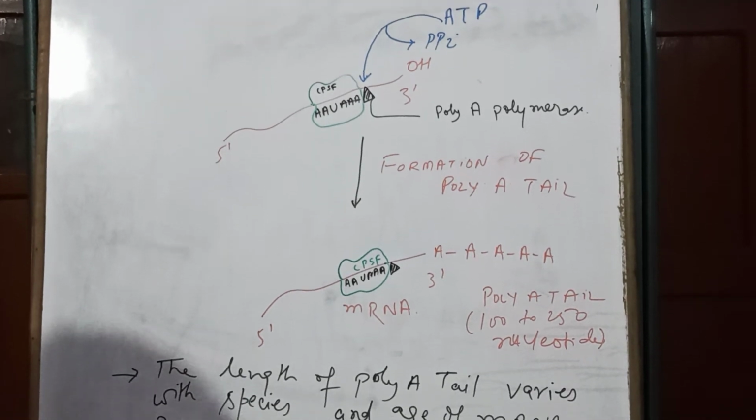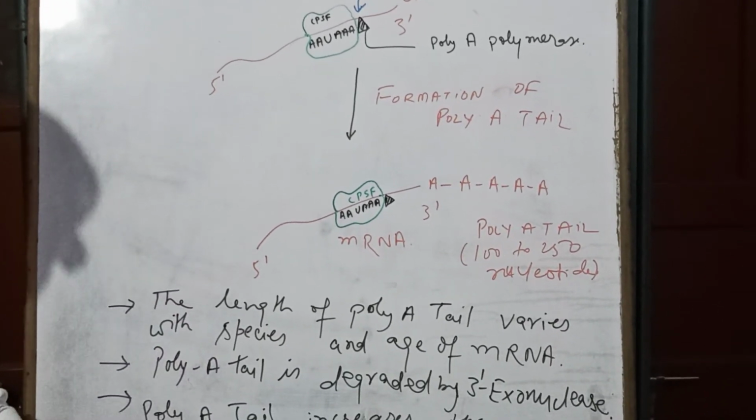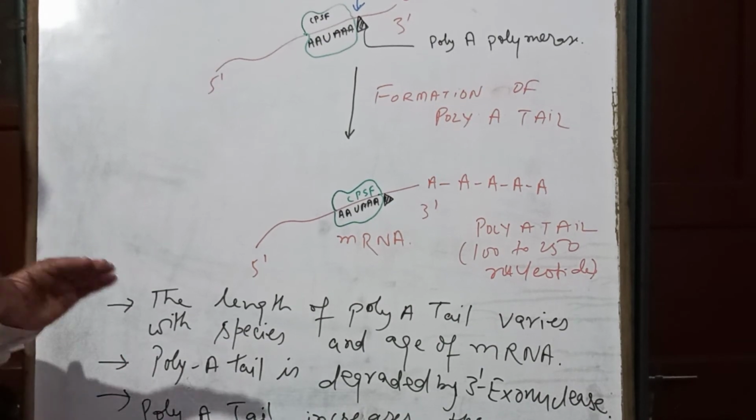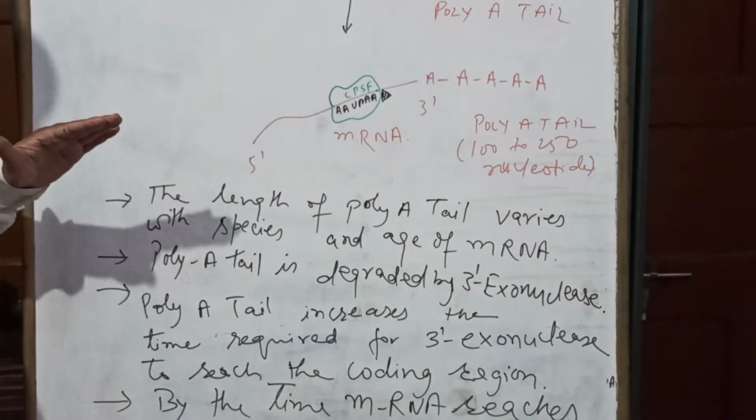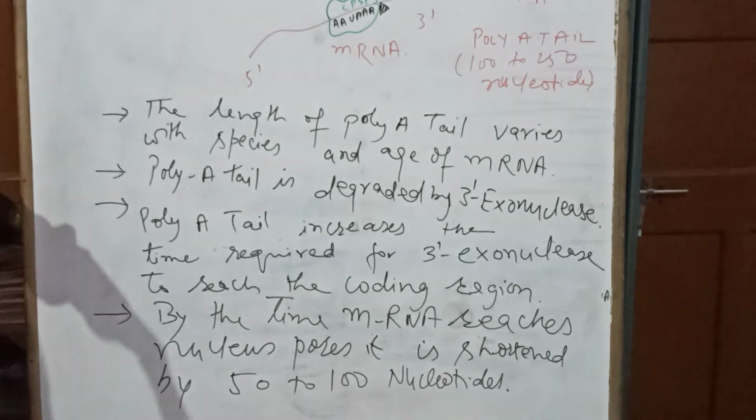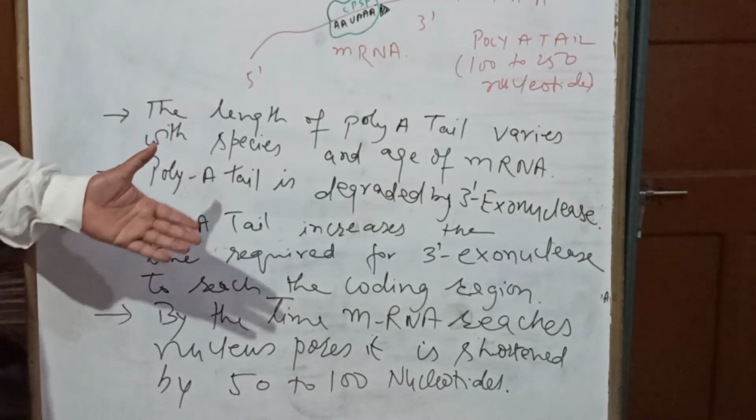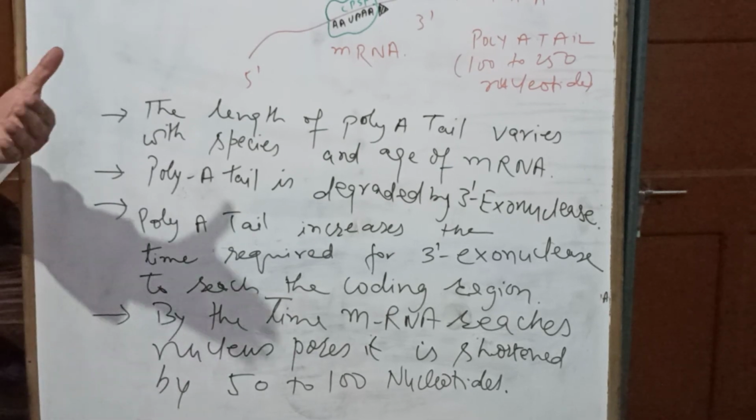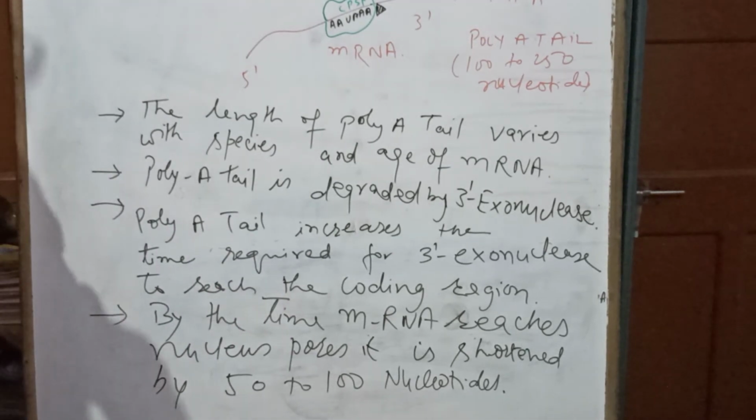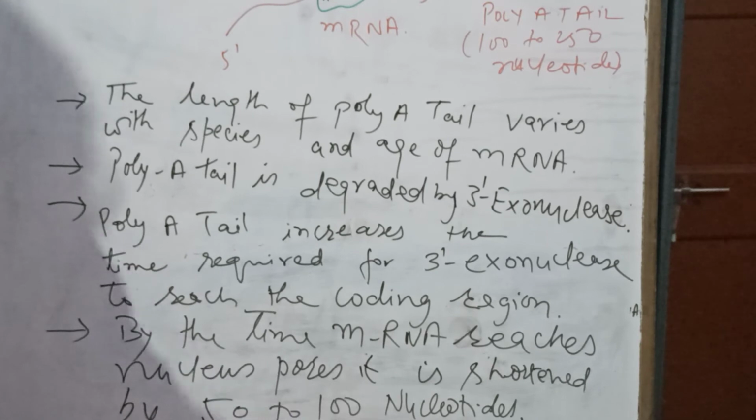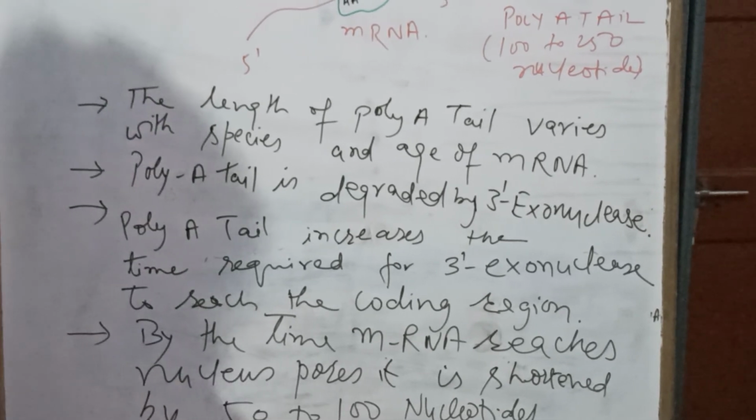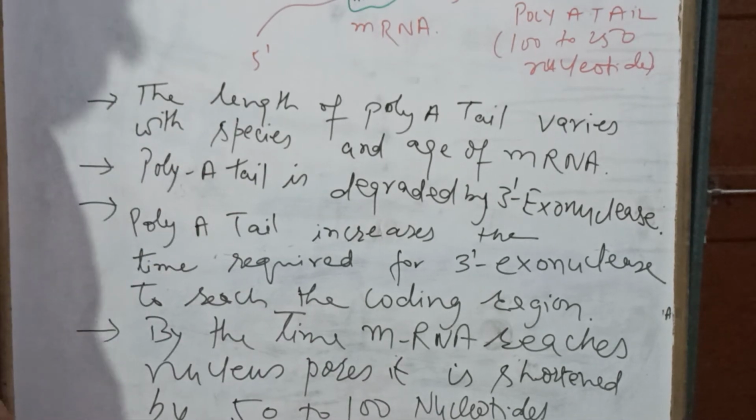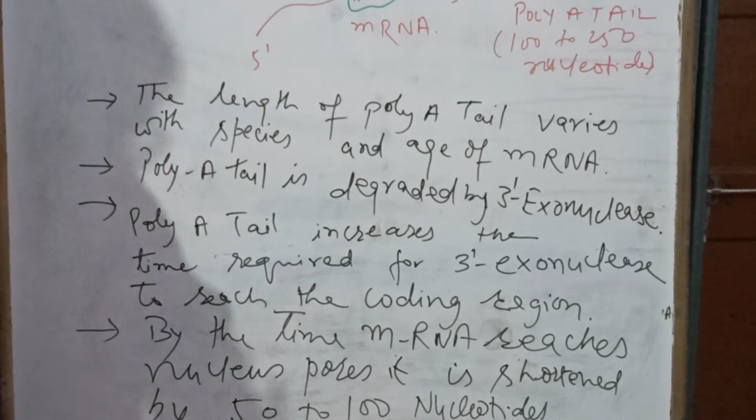Now why is this poly-A tail necessary? Because I told you that it is involved in transportation. During transportation the 3' exonuclease attacks it. So by the time it reaches the pores of the nucleus during transportation from nucleus to cytoplasm, around 50 to 100 nucleotides of the poly-A tail are degraded.